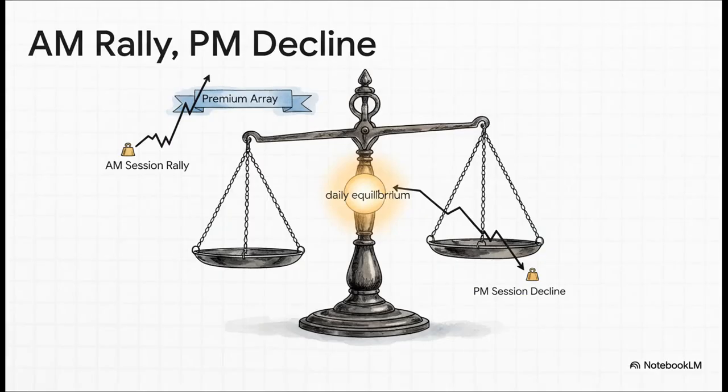So here's the sequence. The morning session sees a rally up into a 15 or 60-minute premium array. We then look for bearish SMT at the highs to confirm that the rally is pretty much exhausted. In the afternoon, instead of expanding higher, price begins to decline. Now, the crucial point here is that our target is not the morning low, but rather the daily equilibrium, the midpoint of the range. The profit objectives are just naturally a bit less ambitious on these types of days.